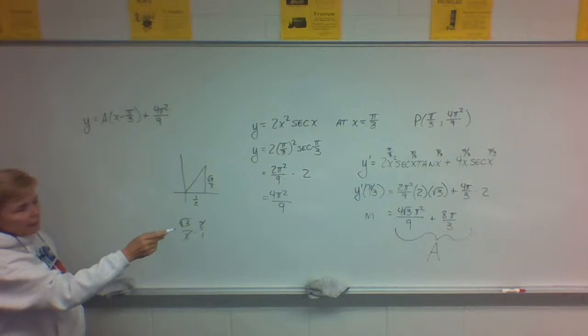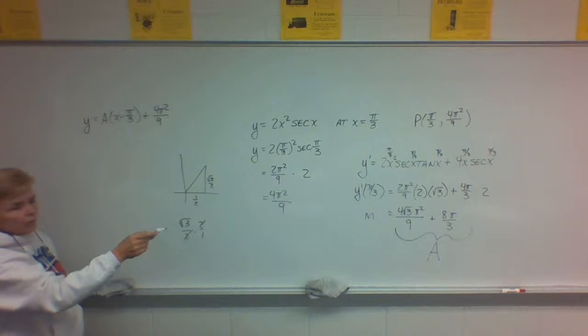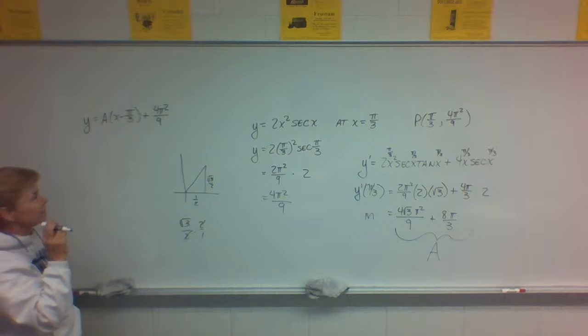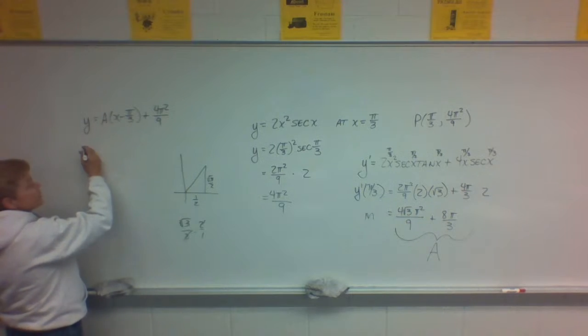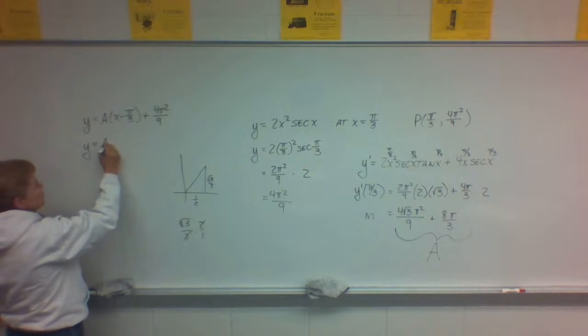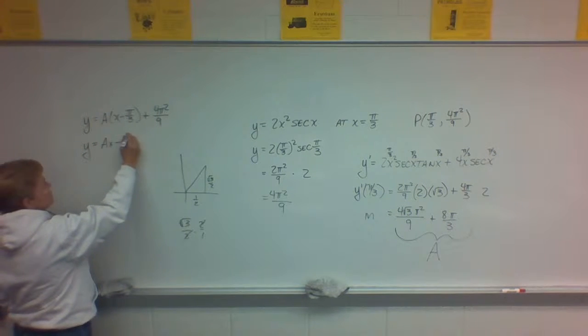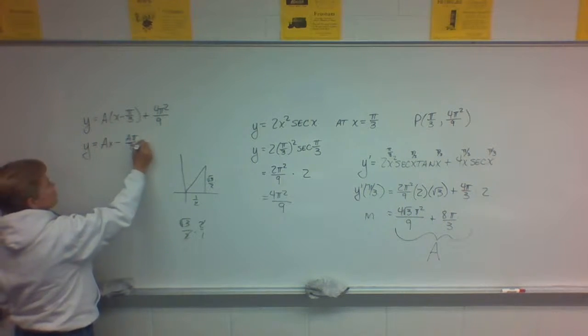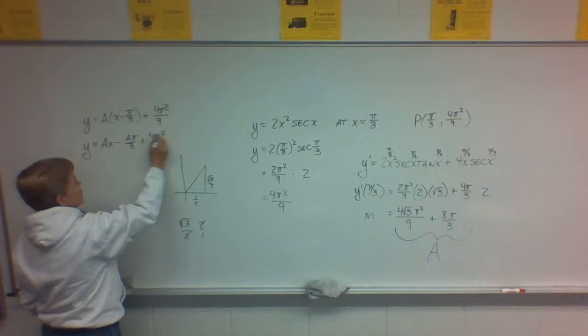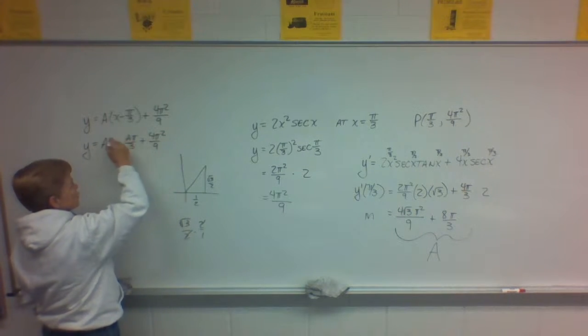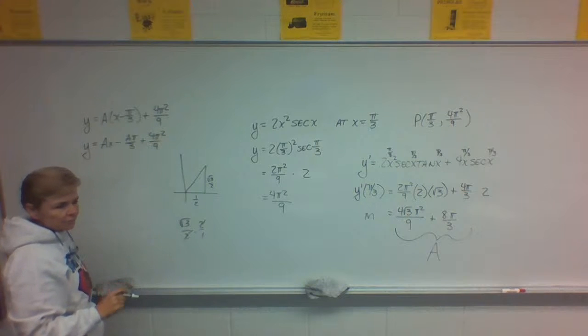We're storing it in A, the slope. And we don't want to round it. Got it, okay. So if I continue to do the math on this before I actually calculate anything, it's going to be y equals ax minus a pi thirds plus 4 pi squared ninths. This is where you have to be careful to get the right value.